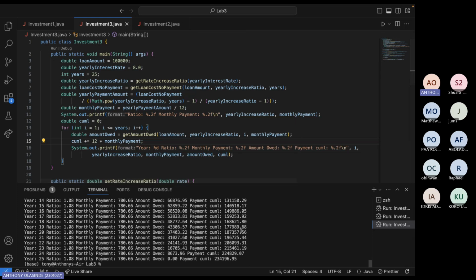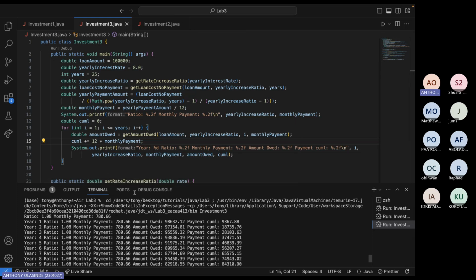Let's do that again. Yeah, that is what I want to do. So all I did here was say cum plus or equals. Plus or equals means cum equals cum plus everything here. So plus or equals just makes me not write cum two times. So cum plus or equals, then I want to say this is monthly payment, right?